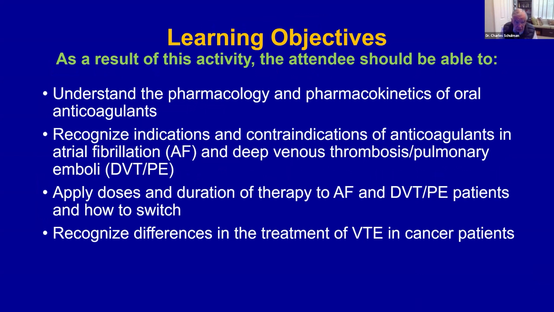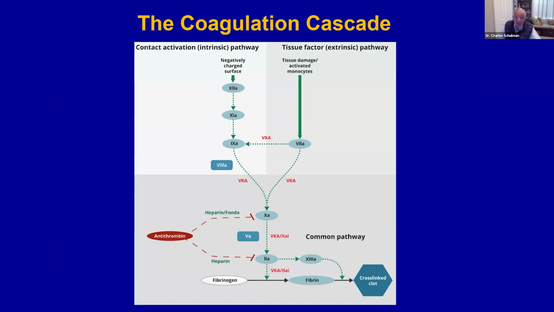So the learning objectives are that I hope at the end of this talk, you'll understand the pharmacology and pharmacokinetics of oral anticoagulants. You'll recognize indications and contraindications, particularly in atrial fibrillation and peripheral and DVT and pulmonary emboli. Know the doses and duration of therapy, how to switch, and to recognize the difference in treatment of VTE in cancer patients.